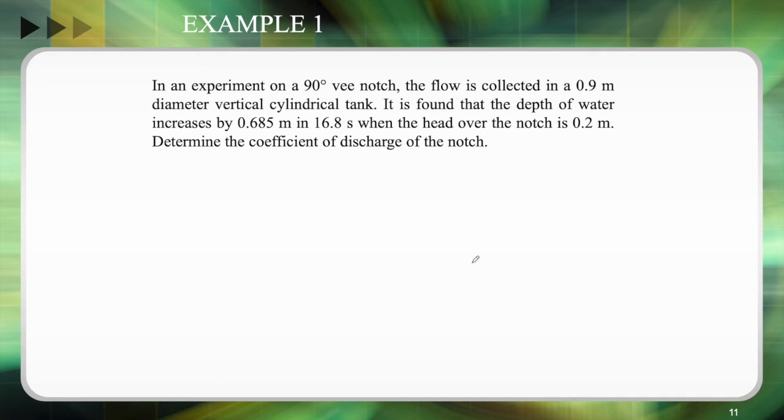Now we take a look at this example. In an experiment of a 90-degree V notch, the flow is collected in a 0.9 meter diameter vertical cylindrical tank. So this is an open channel, and we have a 90-degree V notch here, and the water flows through the V notch and is collected by this vertical cylindrical tank. So this diameter is 0.9 meter.